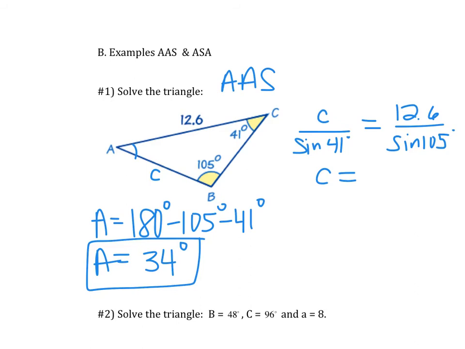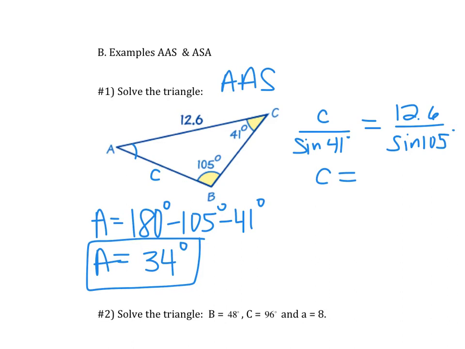So this is what I would do. I would go 12.6. Make sure you're in degree mode. Can't see that, can you? Nope, still can't. Up there? Sort of. All right, 12.6 times the sine of 41, close your parentheses, divided by the sine of 105.